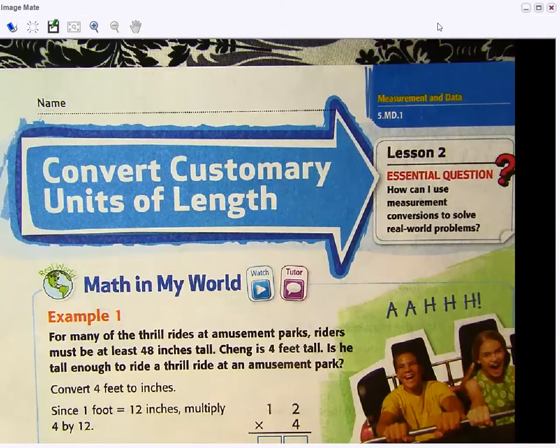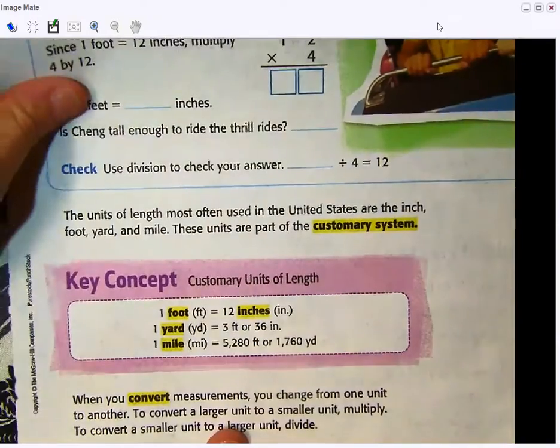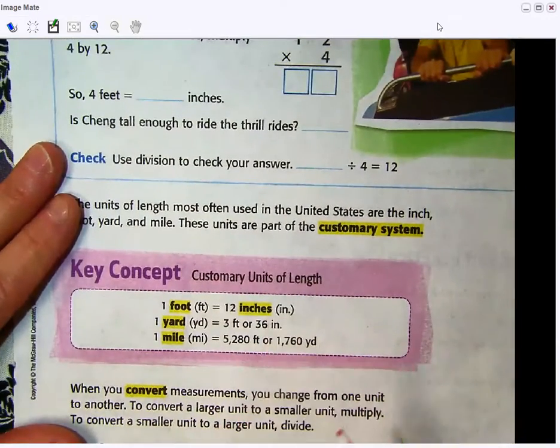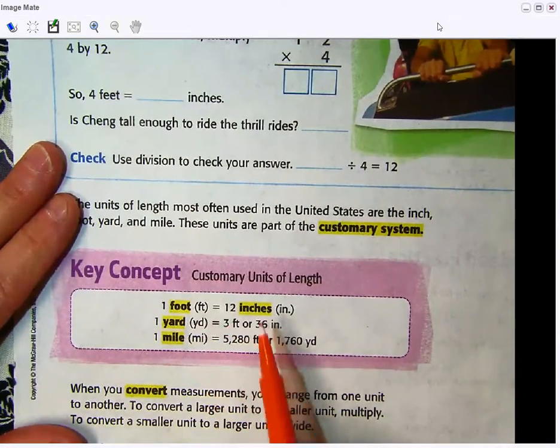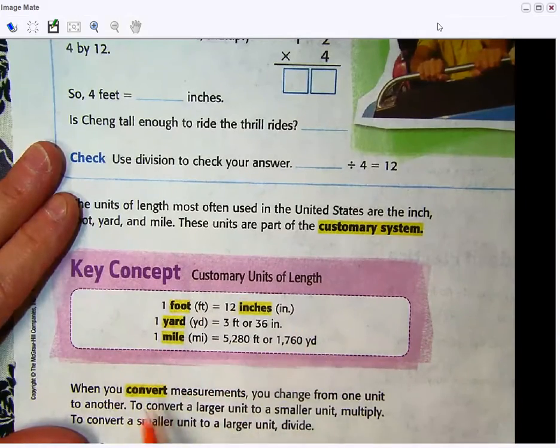We are looking at converting customary units of length, and then we're going to talk about converting metric units of length. So we're going to start with page 807 right now because it has a reference to the conversion. So we notice that with the U.S. customary, we use inches, feet, yards, and miles, and so you can use these measurements to do your conversion.